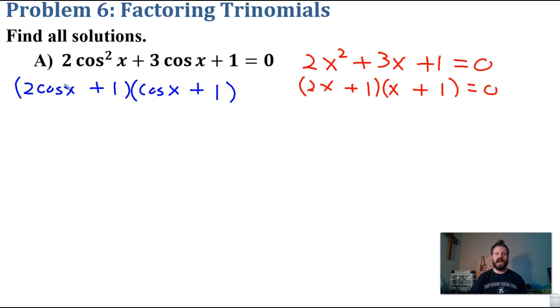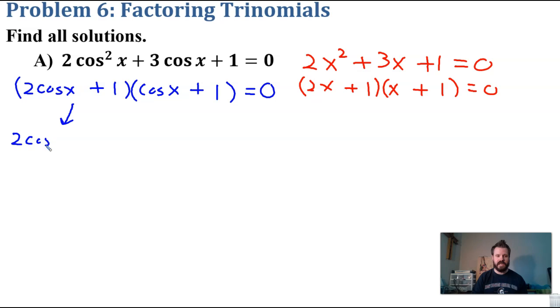When I do the inner and outer redistributing, 2 cosine x times 1 would be a 2 cosine x, and we'd get a 1 cosine x for the inner. That would give me that same 3 cosine x there. So if you can factor this, which you've been doing since 9th grade at least, you can factor something like this. From there, same idea. The reason we're factoring is so we can split this into 2 separate equations and deal with them individually. So I've got 2 things to solve from here.